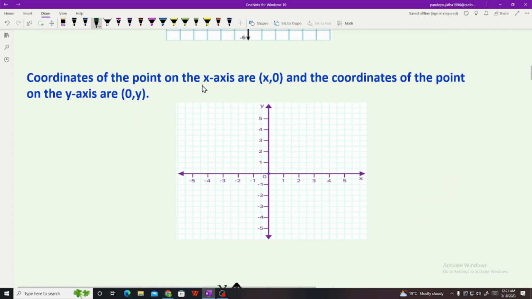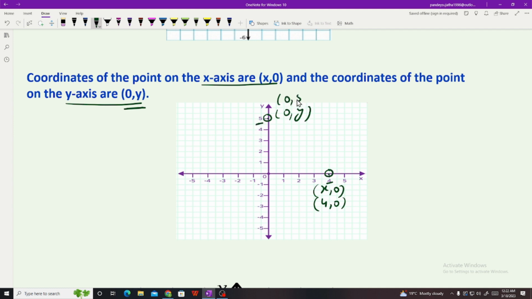Coordinates of a point on the x-axis are x, 0. If I take a point here on the x-axis, as it is x, 0, here the x coordinate is 4, so the coordinates of this point will be 4, 0. And the coordinates of a point on the y-axis are 0, y. If I take a point on the y-axis, the coordinates of this point will be 0, y. Here the y coordinate is 5, so it will be 0, 5. Let me explain again why it is so.